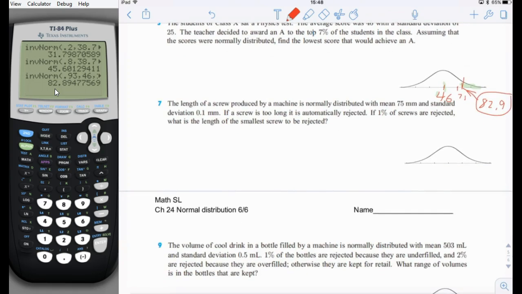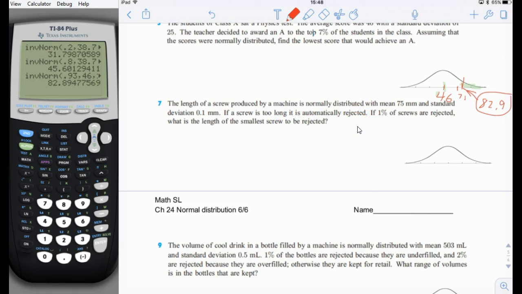All right, 7. The length of a screw produced by a machine is normally distributed with a mean of 75 millimeters and standard deviation of 0.1. If a screw is too long, it is automatically rejected. If 1% of the screws are rejected, what is the length of the smallest screw to be rejected?